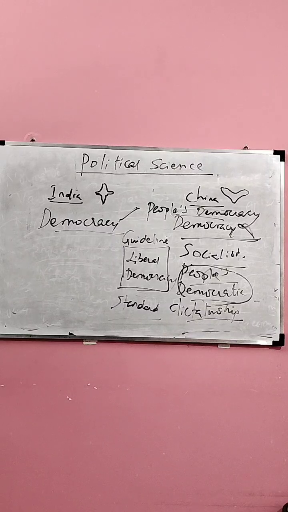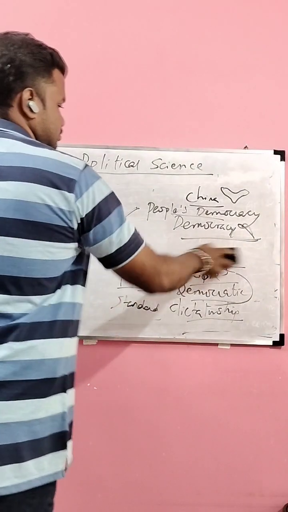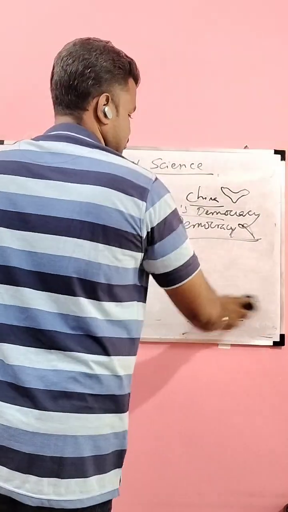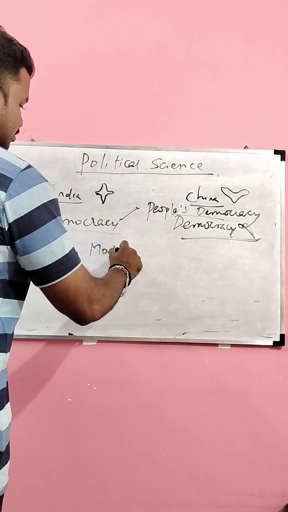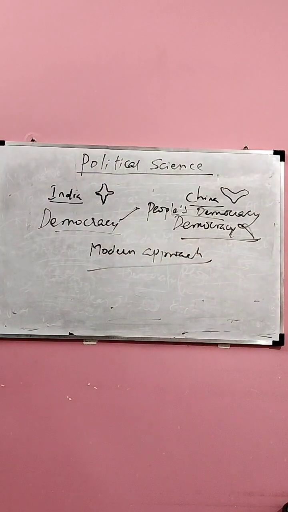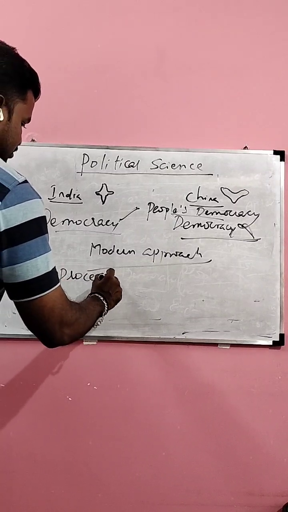Does the traditional approach of comparative politics give us all the answers? It does not give us all the answers. We have to go further. Here is where the modern approach comes into play. The modern approach does not take into account only norms, values, ideas, and philosophy. It also takes into account processes.